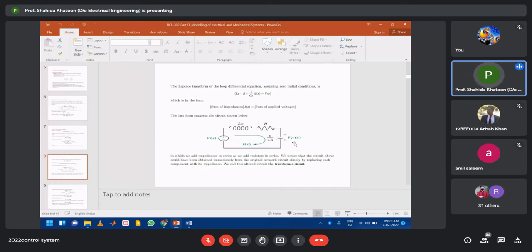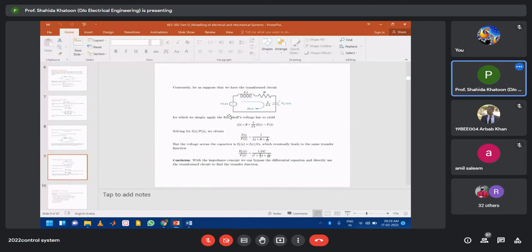in which we add impedances in series, just as we add resistors in series. So we notice that the circuit above could have been obtained immediately from the original network circuit, simply by replacing each component with its impedance. Okay, so we call this circuit the transformed circuit, right? So in place of L, we write Ls. In place of C, we write 1/Cs. This is how we transform our circuit from the time domain to the frequency domain.